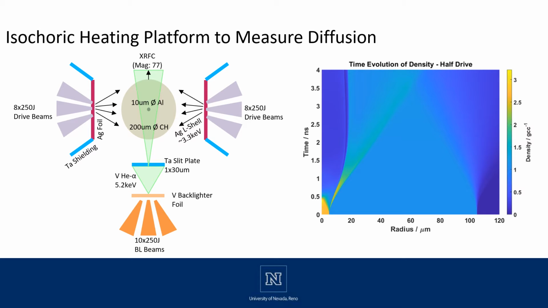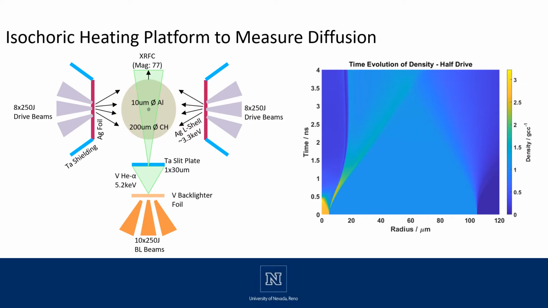In order to begin to measure mutual diffusivity, we have first been working to develop a platform that will allow for a stable interface between two materials heated to warm dense matter conditions. A top-down overhead diagram is shown on the left. We use an embedded wire system consisting of a 10 micron diameter aluminum wire that has been coated with 200 micron diameter plastic. This embedded wire is then isochorically heated by an X-ray bath provided by silver L-shell X-rays and probed over time with a vanadium helium alpha X-ray.